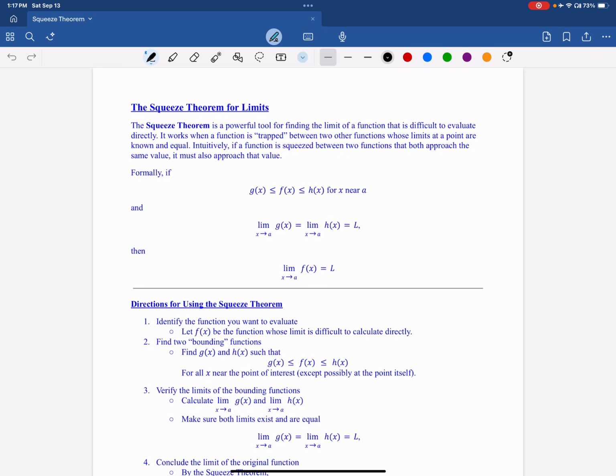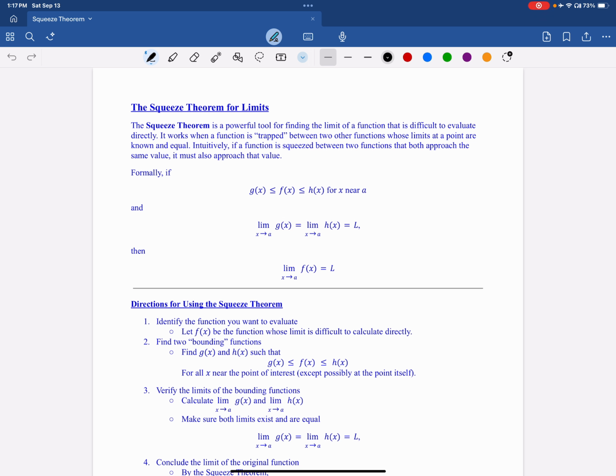This topic is the squeeze theorem for limits. The squeeze theorem is a powerful tool for finding a limit of a function that is difficult to evaluate directly. It works when the function is trapped between two other functions whose limits at a point are known and equal. Intuitively, if a function is squeezed between two functions that both approach the same value, it must approach the same value.